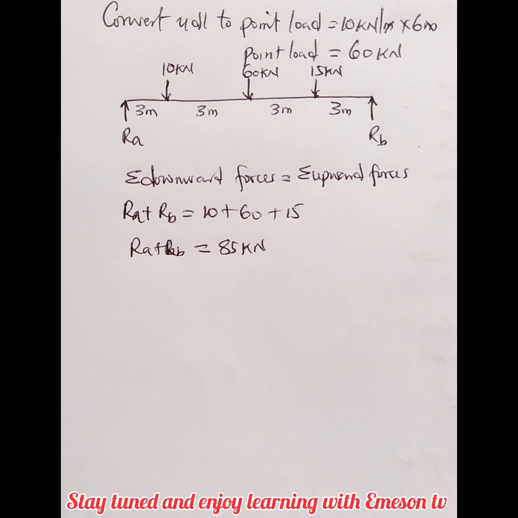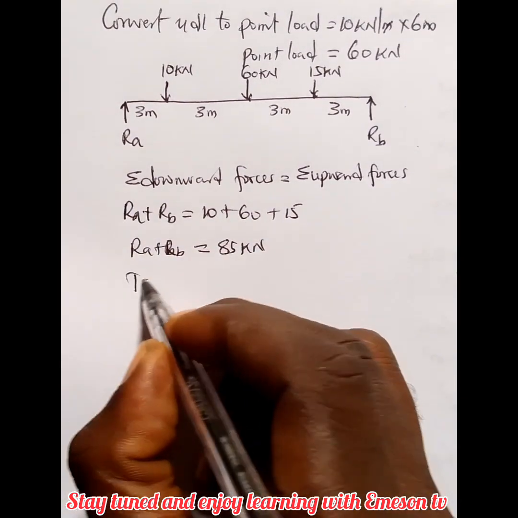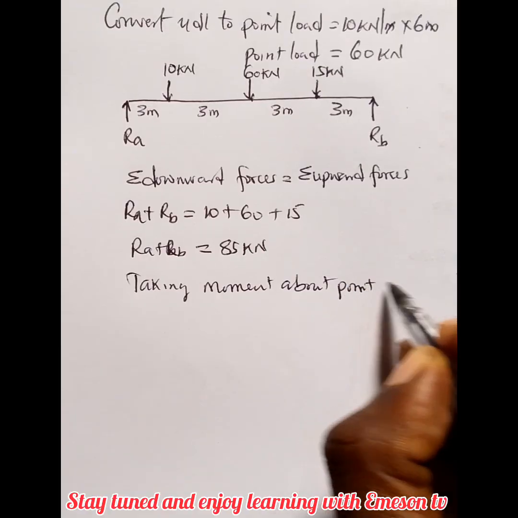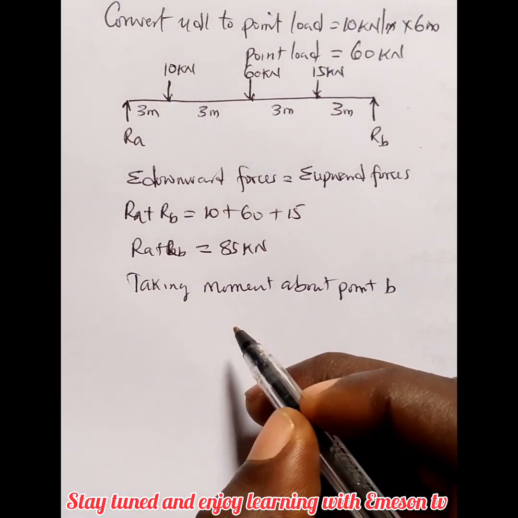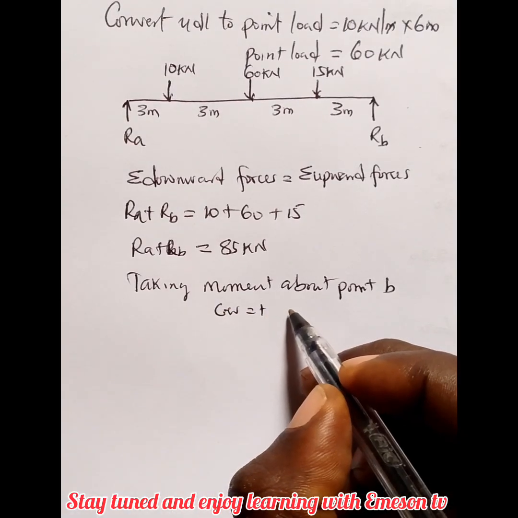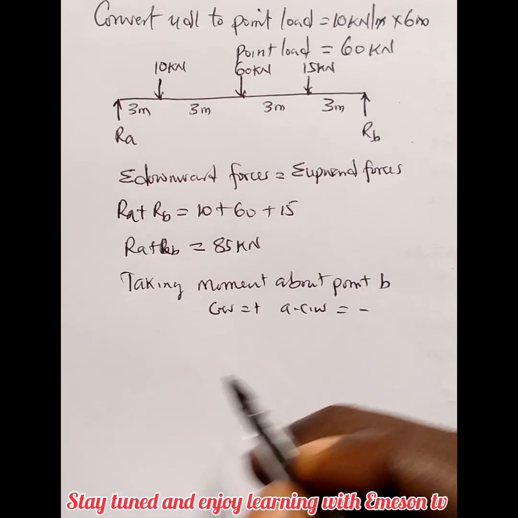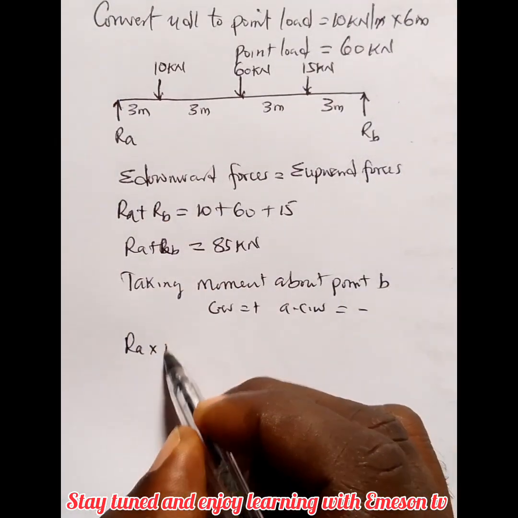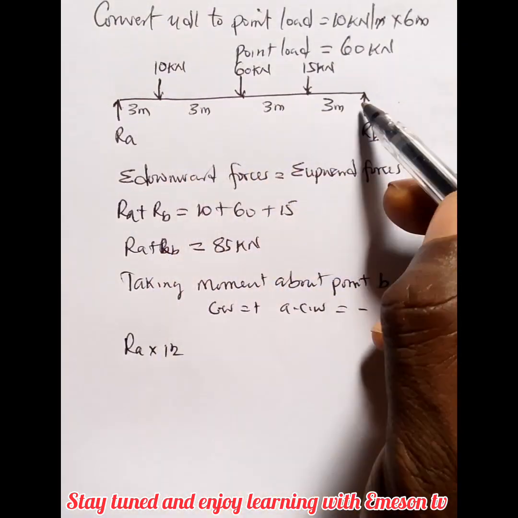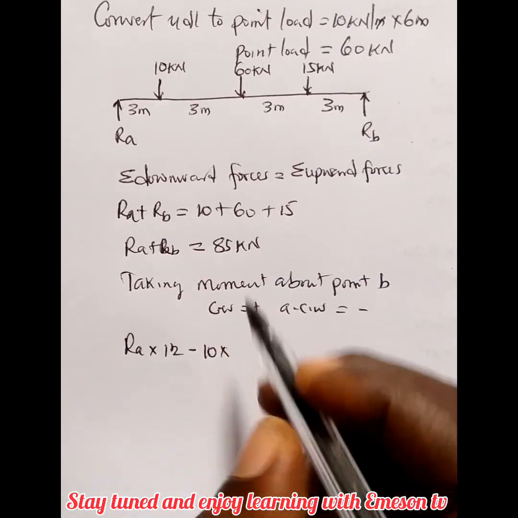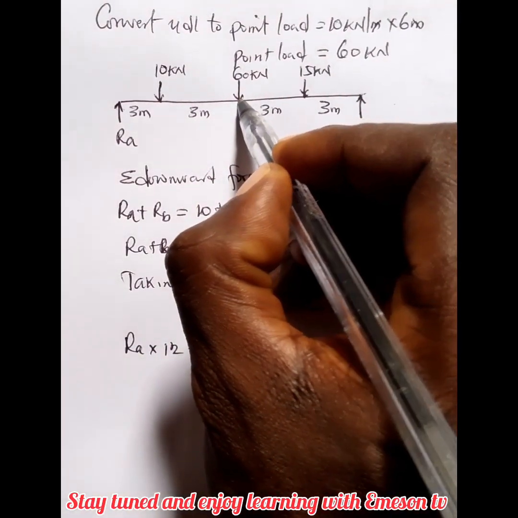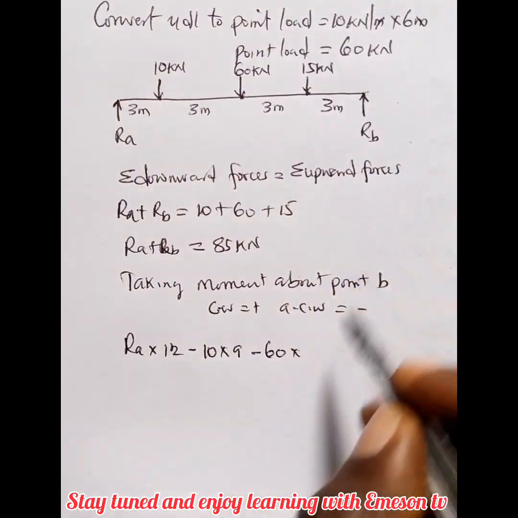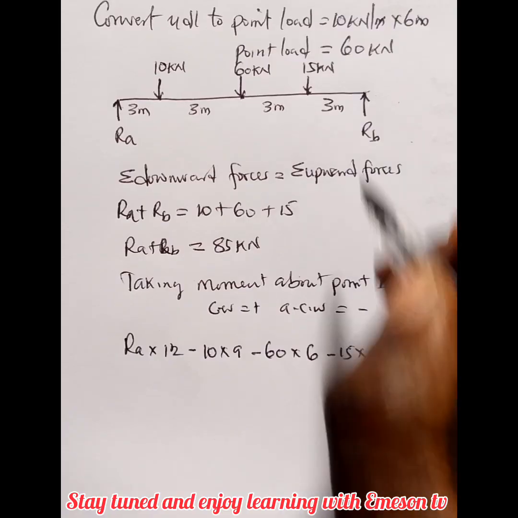So the next thing you need to do is to take moment about point B or point A. Taking moment about point B, I'm using clockwise to be positive, anticlockwise to be negative. So I'll have R_A multiplied by the total distance from this point to this point, which is 12. Now this 10 kilonewton will act in this direction because I'm taking moment about this point, so it will be negative, 10 times the distance from this point to this point, which is 9. I move to the next point, the 60 becomes negative because it acts in this direction, multiplied by the perpendicular distance from here to here, which is 6, here is 15, perpendicular distance is 3.